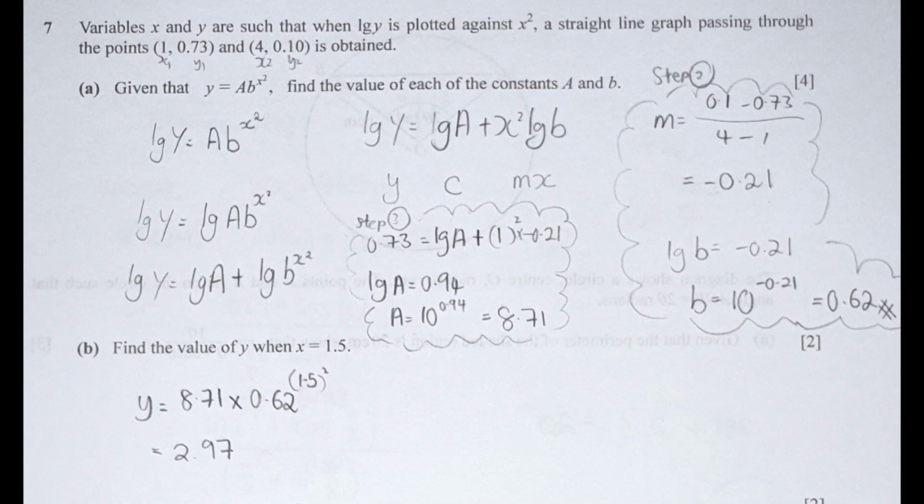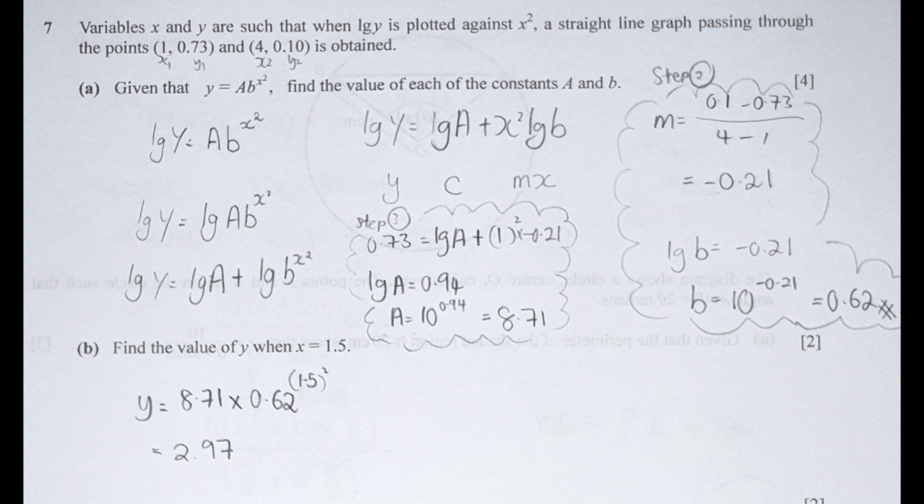Question 7. Variables x and y are such that log y is plotted against x squared. A straight line graph passing through the points (1, 0.73) and (4, 0.01) is obtained. Given that y equals a b to the power of x squared, find the value of each of the constants a and b. So the first thing I did was to change y into log y. Nothing to do with the x squared because it has already been squared. That's the thing for you to take note.